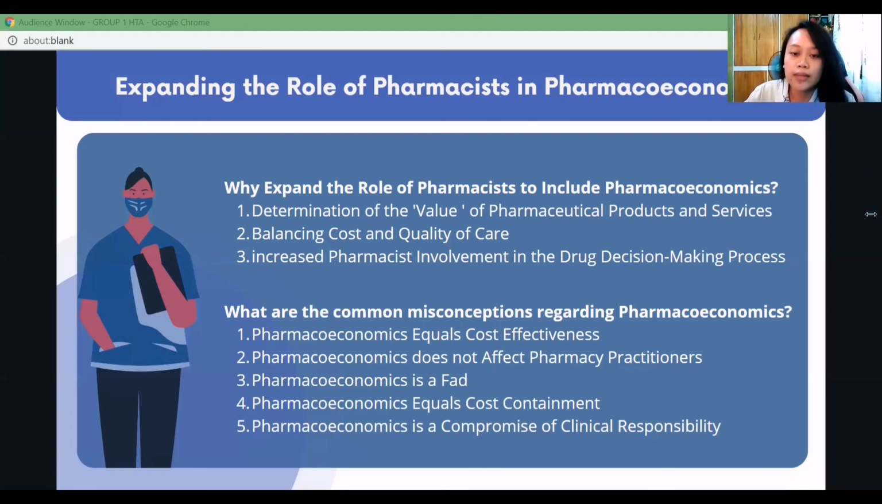Next is the misconception that pharmacoeconomics is a compromise of clinical responsibility. Incorporating economics into clinical decisions does not necessitate a compromise in the quality of healthcare delivered. Through utilization of appropriate pharmacoeconomic principles and methods, cost is balanced with quality to determine which treatment alternatives yield the highest quality per money spent. Balancing cost and quality of care can assist pharmacists in maintaining high-quality patient care at a potential cost saving to his or her institution and patients.